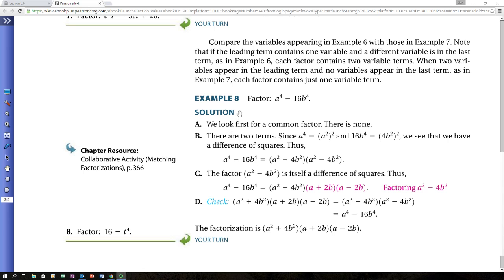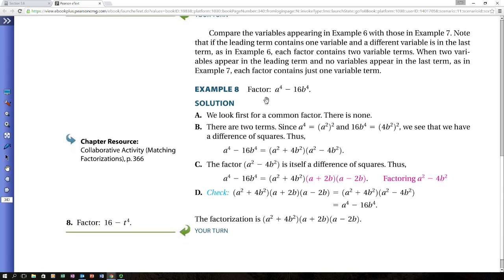Okay, example 8. Well, we go through our A, B, C, D again, right? And in this case, we look for common factors. Well, we got a as a factor here. We have 16, or 2 times 2 times 2 times 2. Actually, 16 is 2 to the 4th power. b to the 4th power, which is going to be important to look at too. That's where prime factoring again can be helpful. Okay.